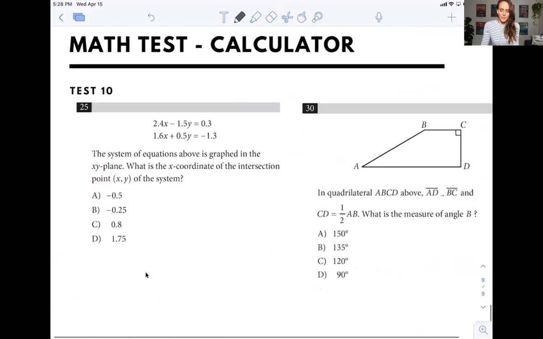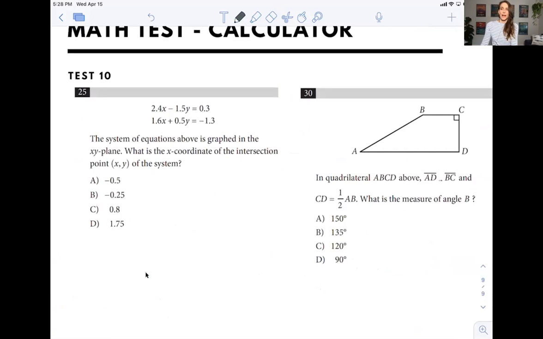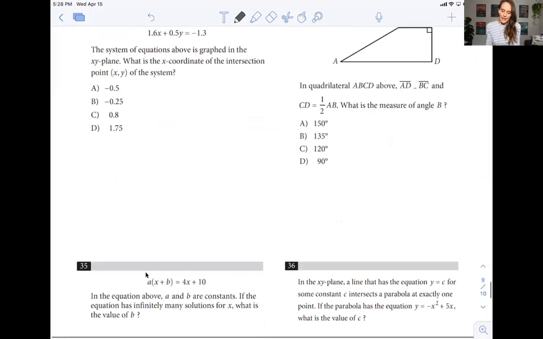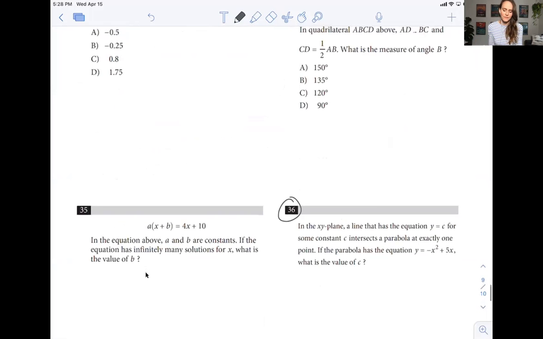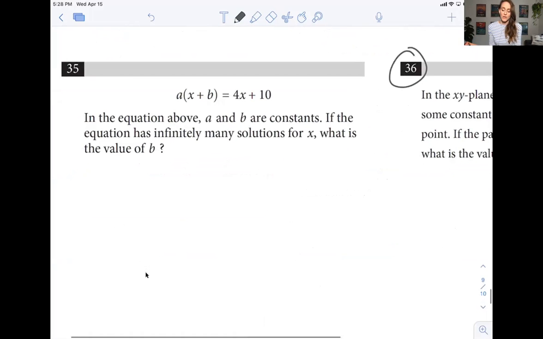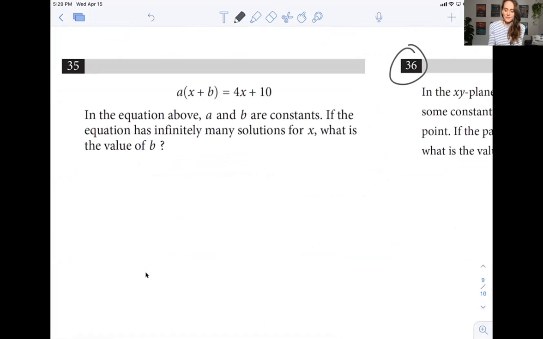Moving on to number 25. We'll actually circle back to it in a second because both 25 and 36 we're going to do in the graphing calculator. So 35. In the equation above, a and b are constants. If the equation has infinitely many solutions, that means we have the same line.